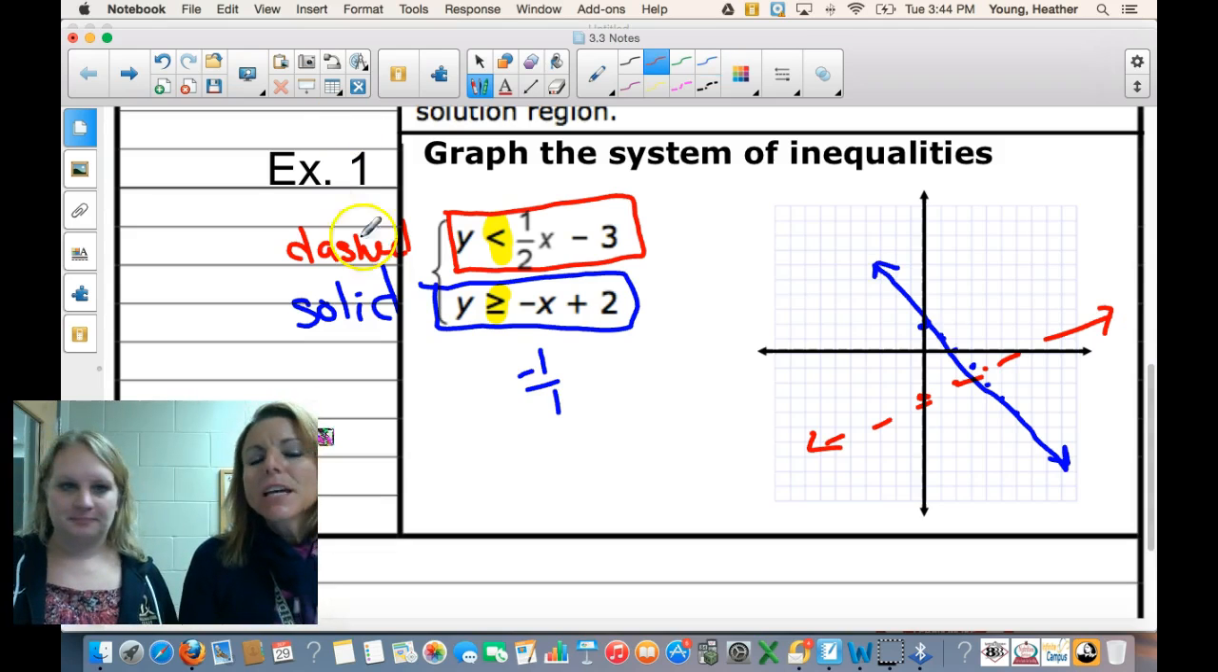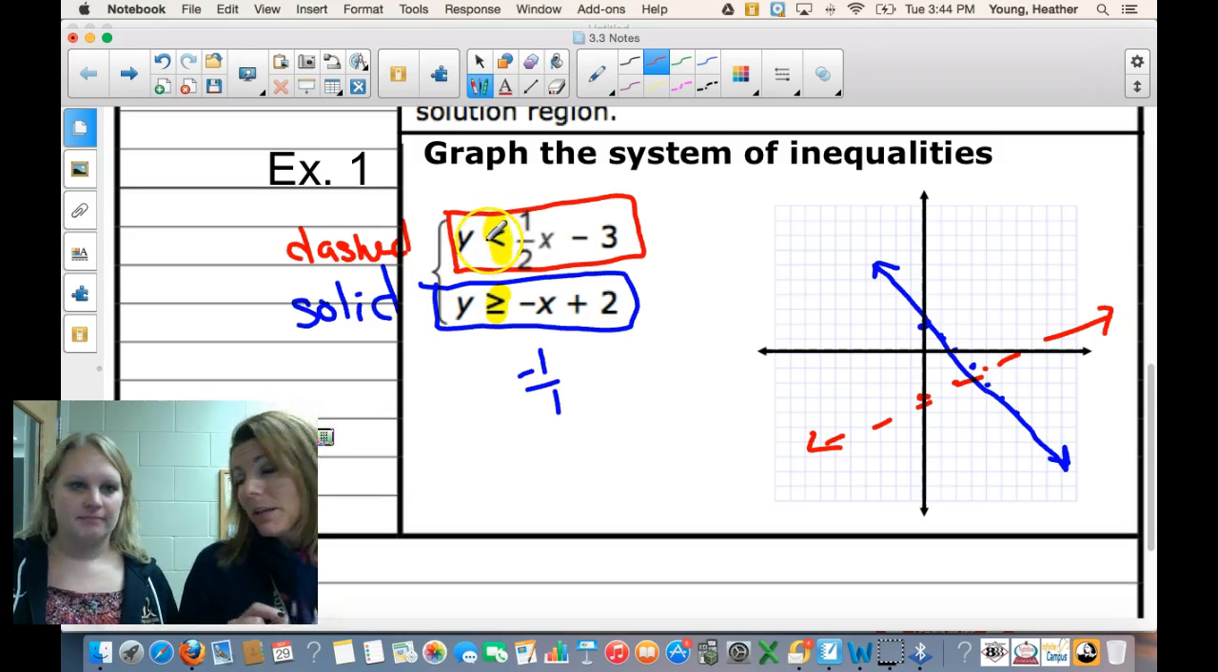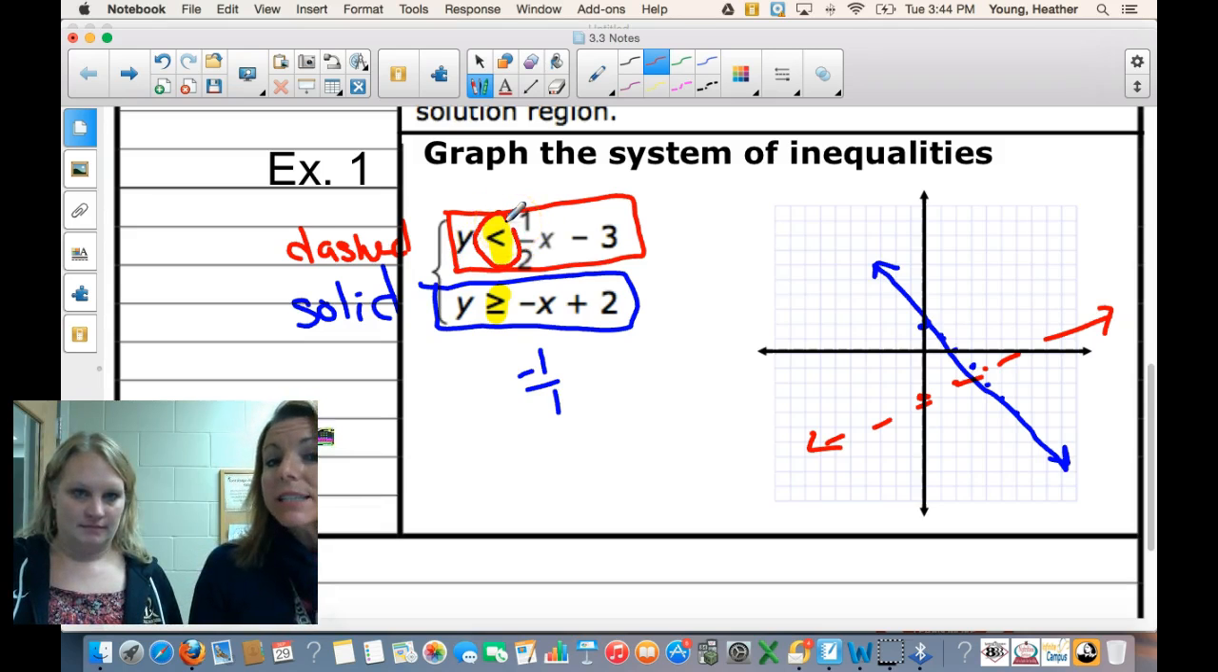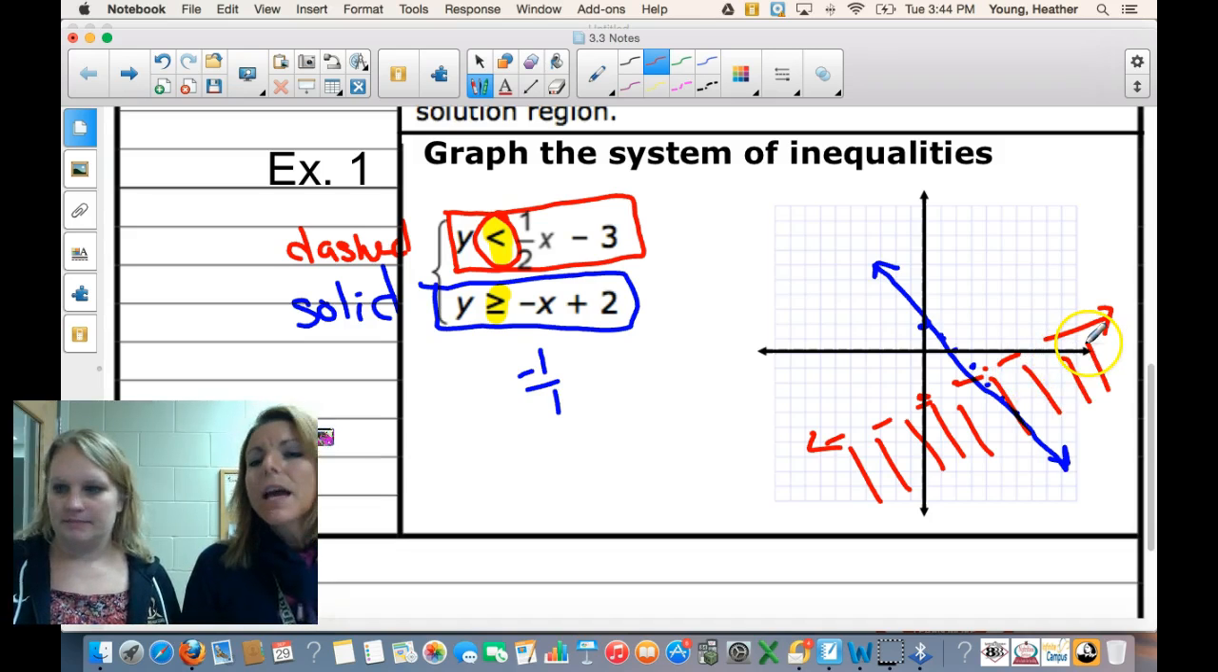So let's go back to the red line. It's in slope-intercept form. When it's in slope-intercept form only, you can look at the inequality. When it's less than, that means you're going to shade below the line. So for the red line, I'm shading below it.